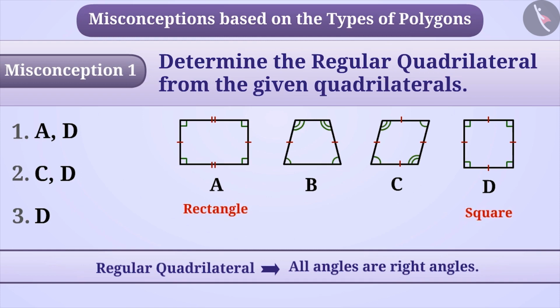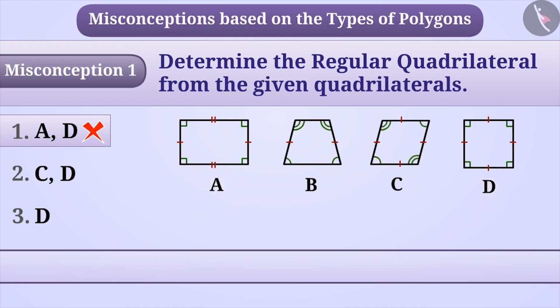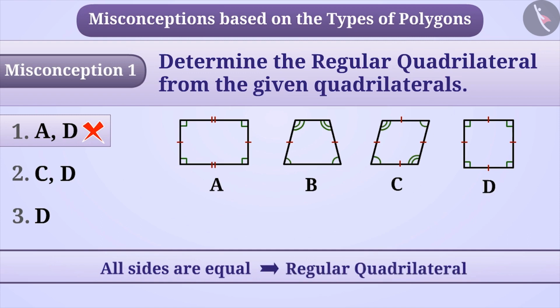Because of this misconception, they think that in the given figures, A and D are regular quadrilaterals. So they give the answer as option 1, which is an incorrect answer. Some children think that if all the sides of a quadrilateral are equal, then it is a regular quadrilateral. They say that among the given figures, in figure C and figure D, all the sides are equal, so they consider them as regular quadrilaterals and give the answer as option 2, but this is also an incorrect answer.